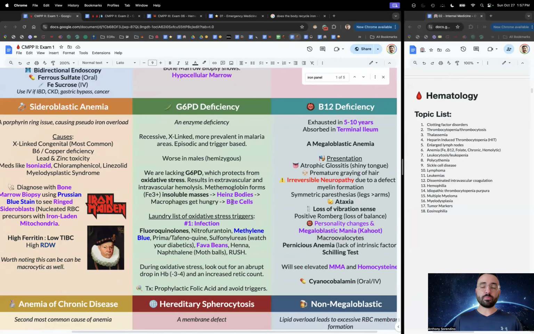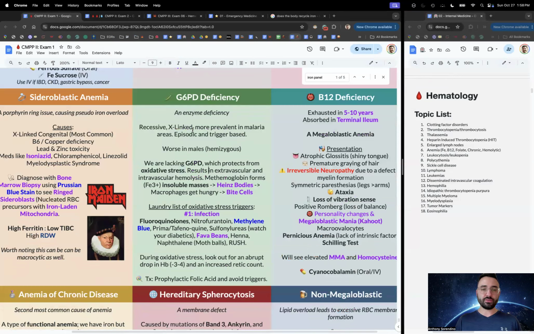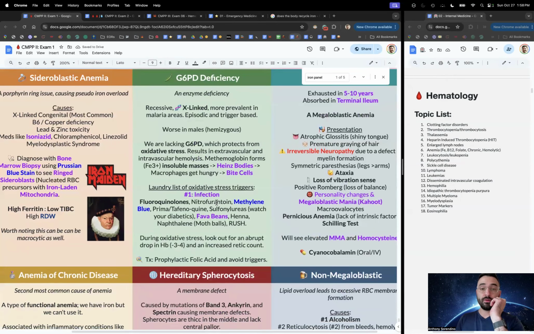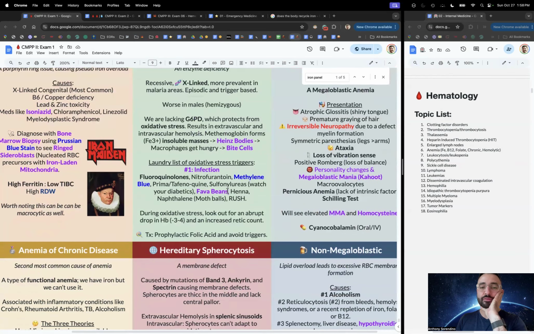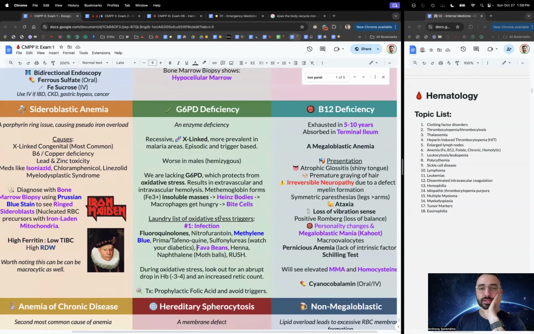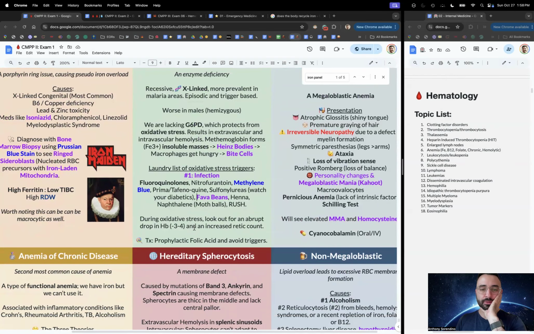G6PD, know your Heinz bodies, know your bite cells. You're taking a bite out of a hamburger with Heinz ketchup in it. Oxidative stress is going to cause this. This is X-linked recessive. And anything that stresses you, infection, a bunch of meds. Fava beans is the big one that always comes up on smarty pants questions for whatever reason. I forget why. An increased retic count.